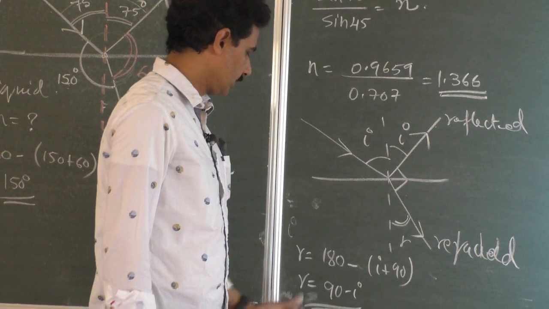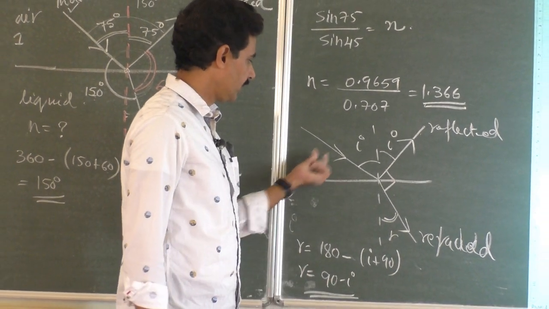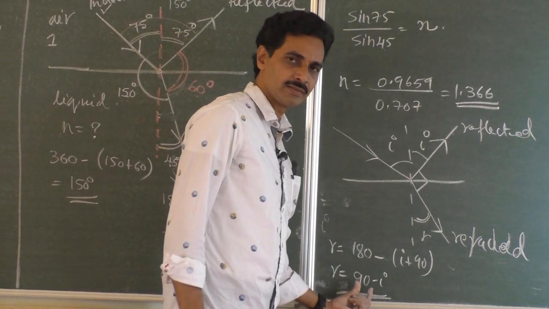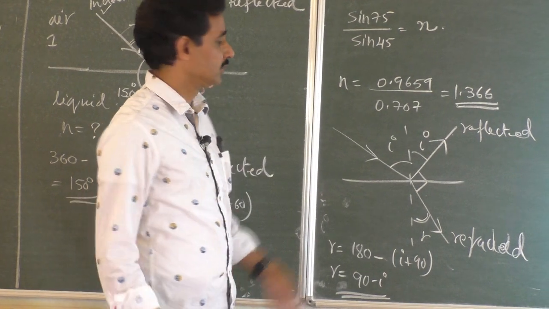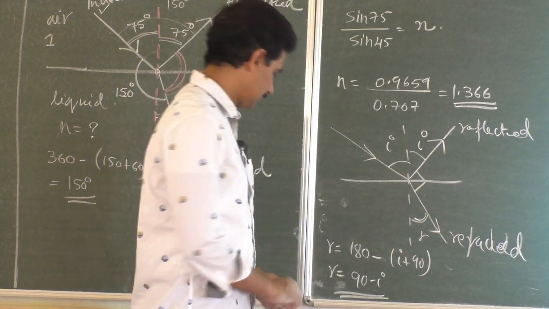It is given. So once you get this, you apply Snell's law: n1 sin i is equal to n2 sin r. Sin i is sin i. Sin r is sin (90 minus i). Sin (90 minus i) can be written as cos i. So you can solve it. This is one of the clues that are given for some problems. So this is another type of problem.